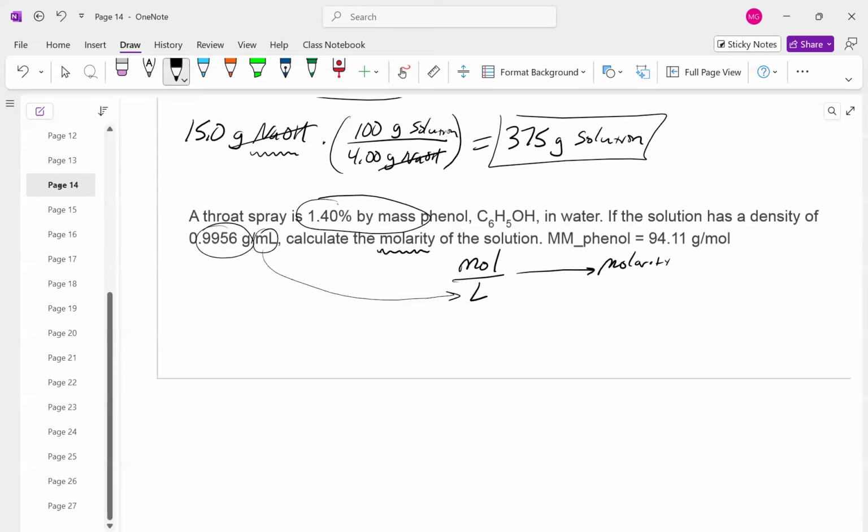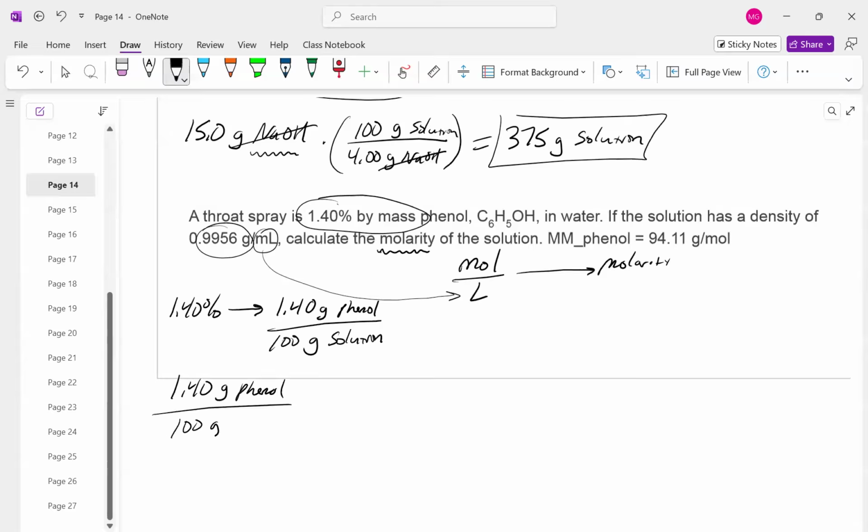So the very first thing that I want to do is deal with this 1.40%. As a conversion factor, we're going to write that out as 1.40 grams of phenol over 100 grams of solution. And that just so happens to be what we're given, the 1.40%. So let's start there. 1.40 grams of phenol in 100 grams of that solution.